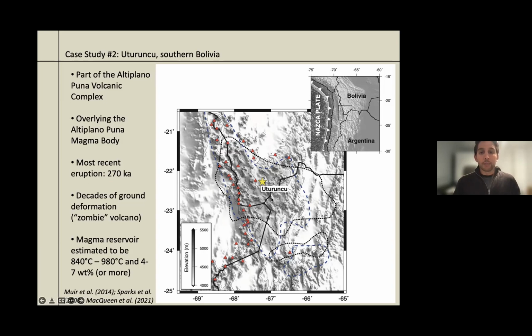And again, there have been lots of petrological studies of this volcano, and the magma reservoir, or the APMB, is estimated to be between 840 degrees and 980 degrees. And there's a really wide range of water contents from about 4 weight percent up to 7 weight percent. And some authors have pushed that up to 9 or even 10 weight percent. So it's an incredibly hydrous magma reservoir, or at least that's what some of the data seem to indicate.